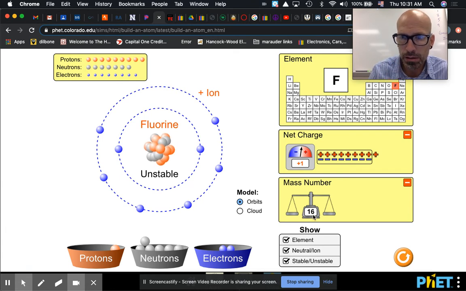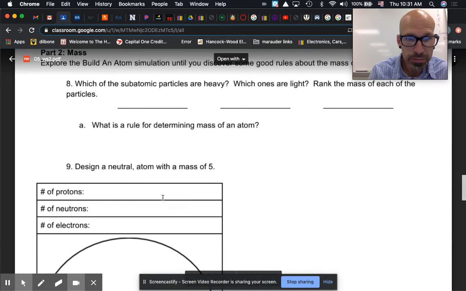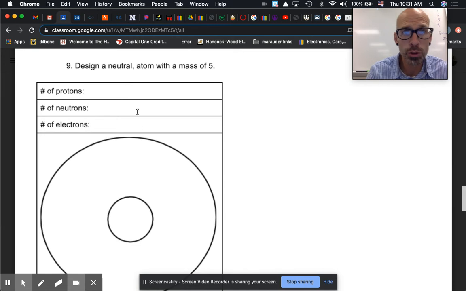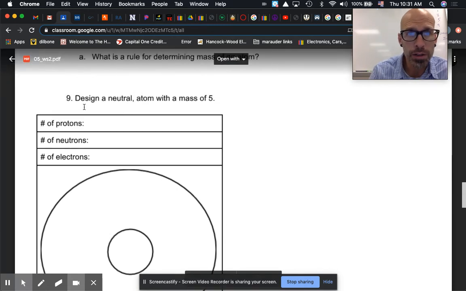That's my mass. And again, you'd have to have 2,000 electrons to get 1 for a mass. You can't fit 2,000 electrons in an atom. So that doesn't work. Now you're supposed to design a neutral atom with a mass of 5.